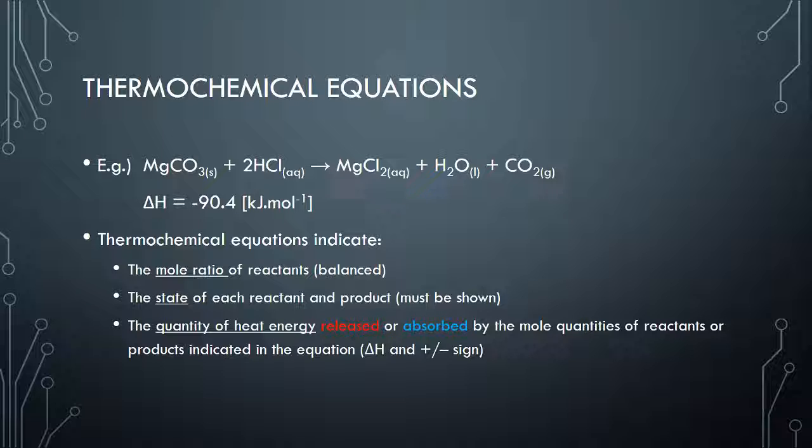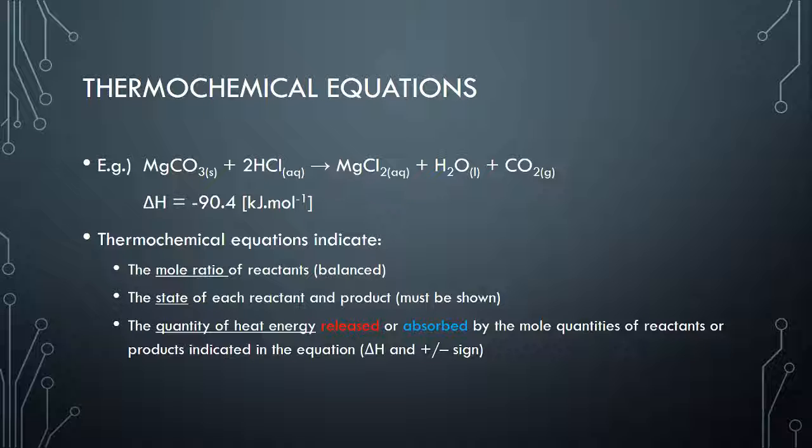Here's another example. Magnesium carbonate, which is solid, is added to hydrochloric acid solution, and if you let them react, magnesium chloride, water, and carbon dioxide will be produced, accompanied by a delta H value of negative 90.4. That also shows that heat has been released from this reaction.